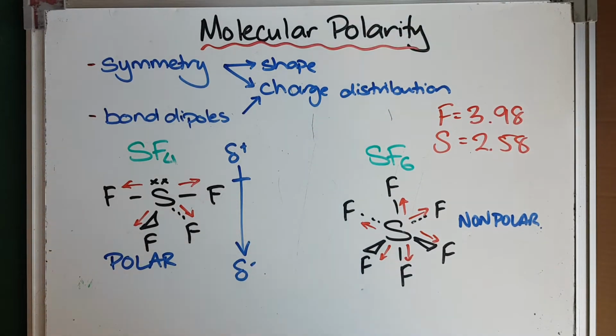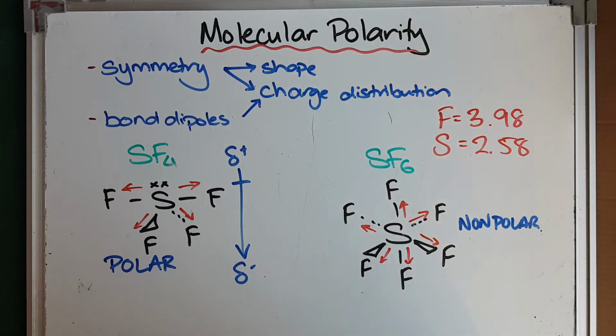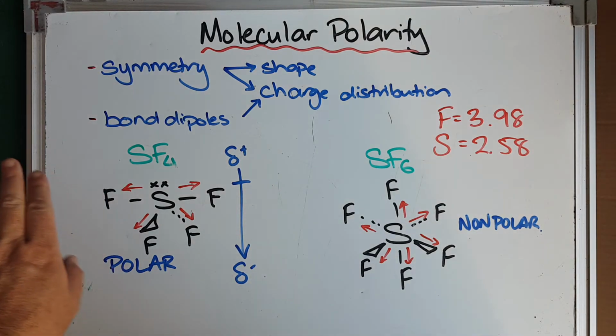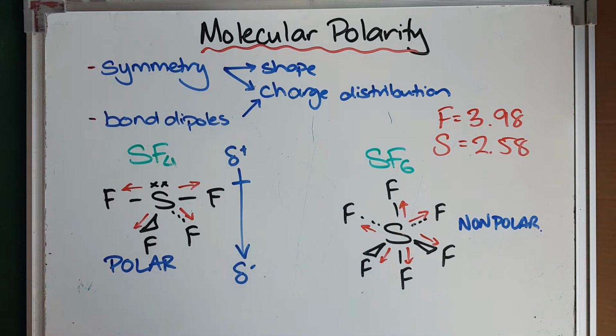We have learned about how shape symmetry and charge symmetry, which is determined by bond dipoles and lone pairs and that sort of thing, can make a molecule polar or non-polar. With extended octet, we need to think of new shapes in a three-dimensional way, and that's a little bit tricky. So I've gone through two sulfur fluorine molecules as examples for how to look at their polarity.